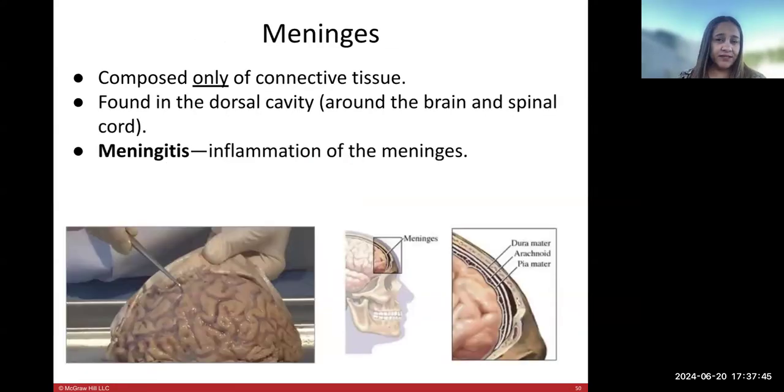Meninges, composed only of connective tissue, again, found in the dorsal cavity around the brain and spinal cord. And sometimes, if you hear the term meningitis, that is just an inflammation of the meninges. They are layers. It's that covering. You can peel it off the brain if you ever dissect a brain. Meningitis can be caused by many things: bacterial meningitis, viral meningitis. Just depends on where it comes from.